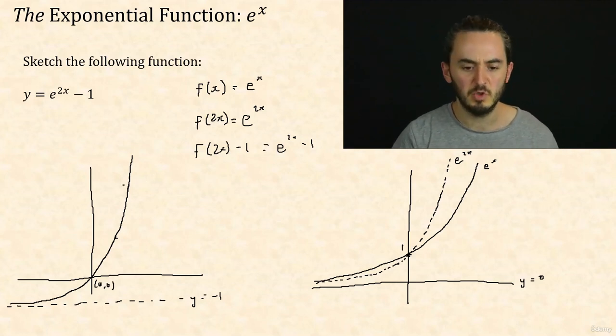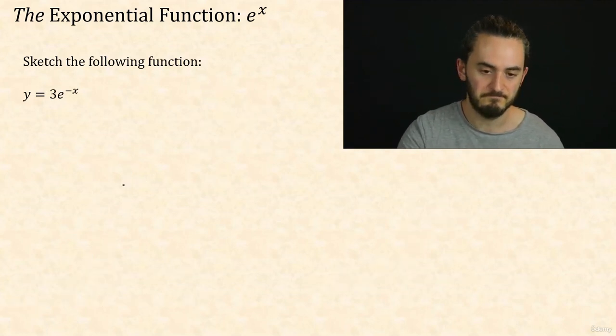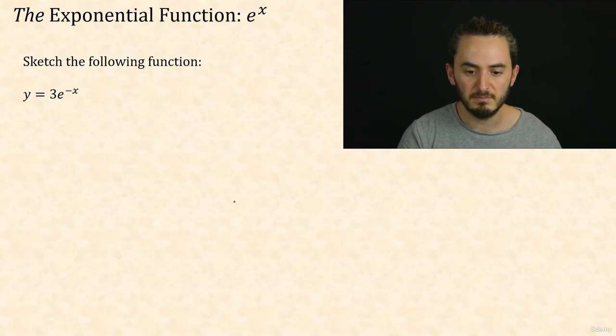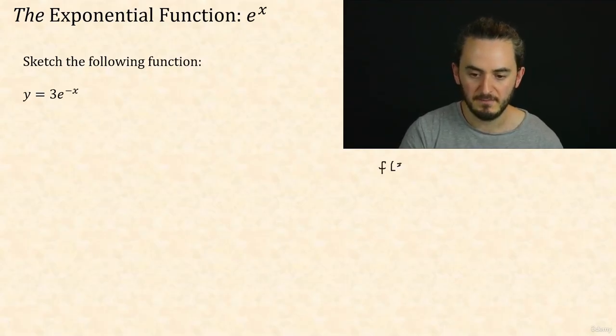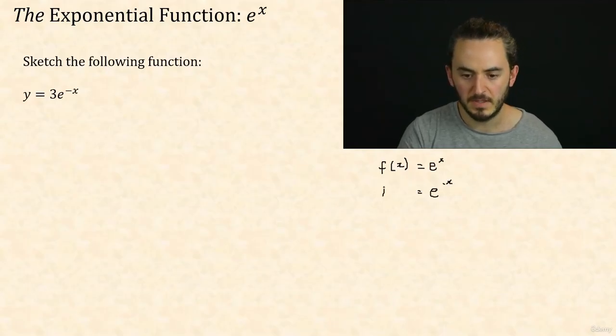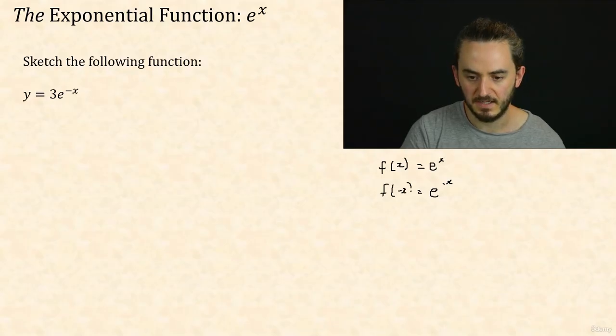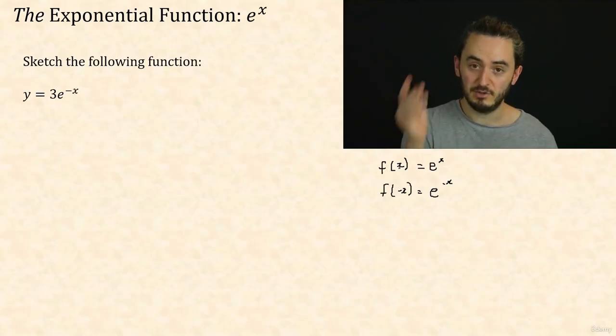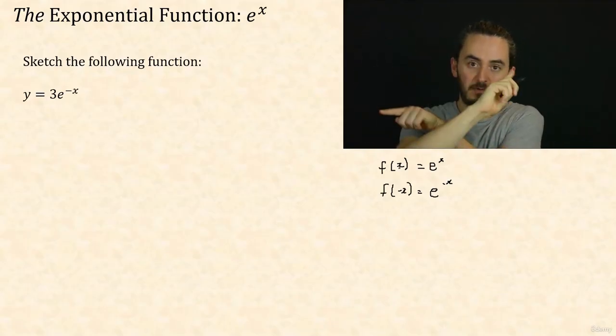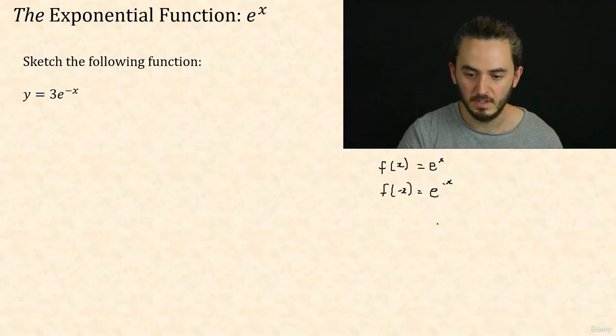Let's have a look at a couple more just to get really familiar with its graph. 3e to the minus x. Well, let's build this up again. If f of x is e to the x, then what would e to the minus x be? Well, that's f of minus x, and that's a reflection in the y-axis. So we're just going to flip it round that way.